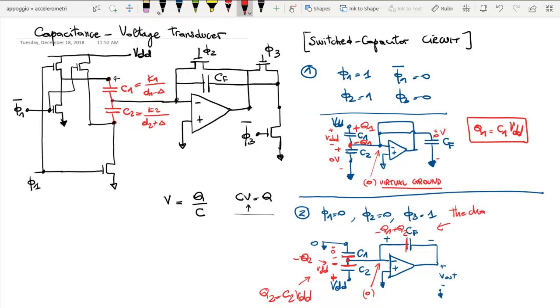So the charge on CF is minus Q1 plus Q2. Which means that, of course, we need to have the opposite charge on the other side, but of course this can easily be provided by the output of the amplifier, which can provide whatever charge you need. Okay? So the voltage on the CF capacitance is VF, equal to minus Q1 plus Q2 over CF.